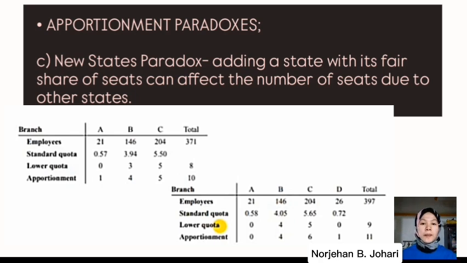Pero, nung may new branch na naging 4 na is nagkaroon tayo ng 11 apportionment. Yung A natin from 1 is naging 0. Yung B, it stays the same. Yung C from 5 naging 6. And yung bago na branch is 1, a total of 11 apportionment.